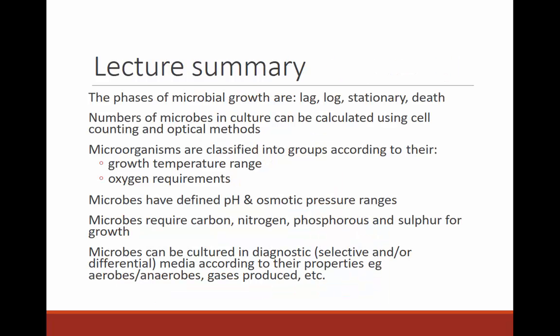So we've looked at the growth phases, and you understand the different phases of growth, the growth curve, and how the numbers of microbes can be enumerated as well. We've looked at the different types of environments that they need to grow optimally and what they can survive as well, and how you can use their metabolism to identify them. Okay, so has everyone got any questions about that?